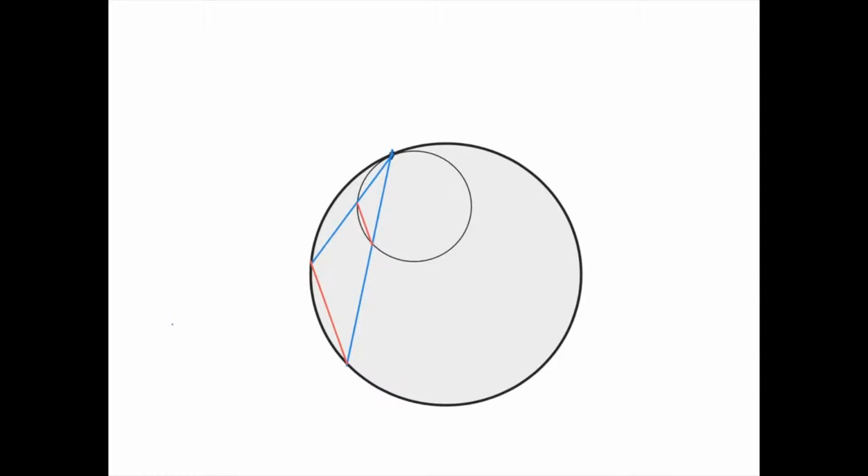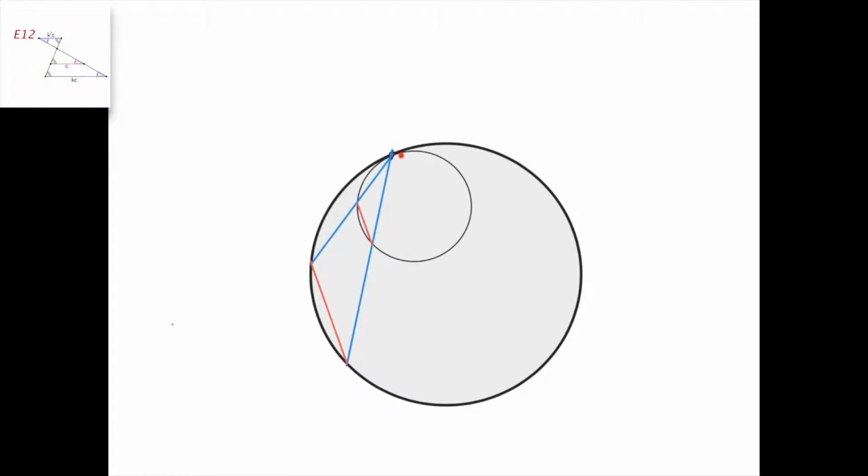Well, some people may say there exists a homothety centered at this point such that the small circle goes to the large circle, and this point would go to this point, and this point would go to this point, and therefore this segment would go under the homothety to this segment. But the image under homothety of a segment is another segment parallel to it, because homothety preserves the angles, or in other words, homothety preserves the shapes of the objects.